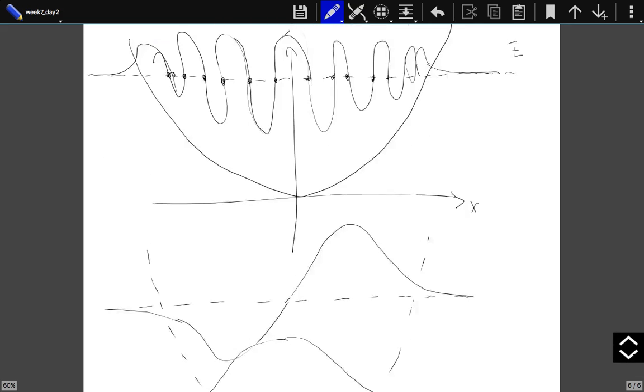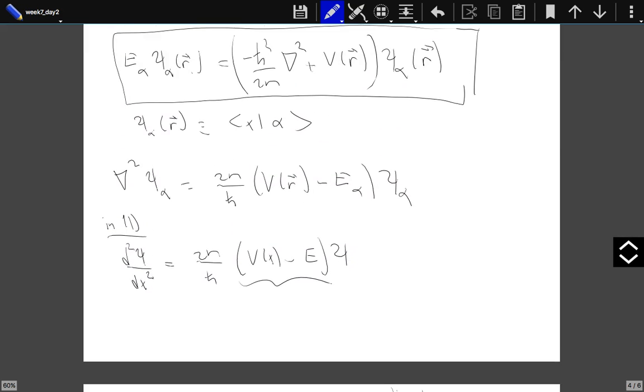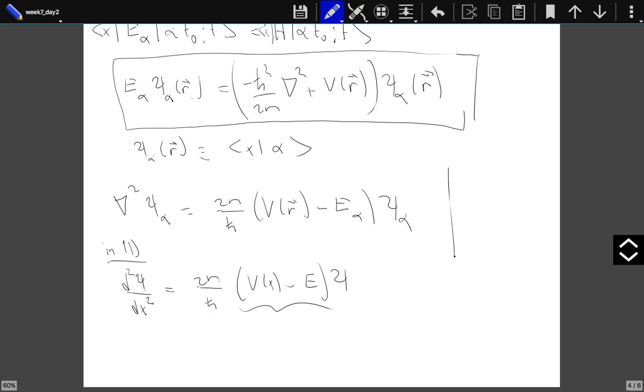And in fact, it turns out that this time-independent Schrödinger equation, if you look at this equation, in general has a solution that goes to 0 only for certain values of the energy E.